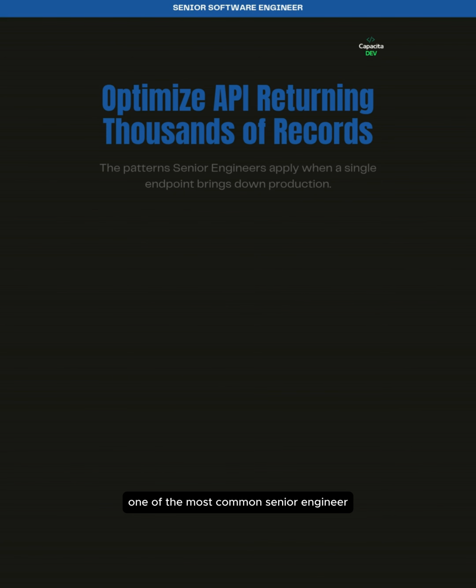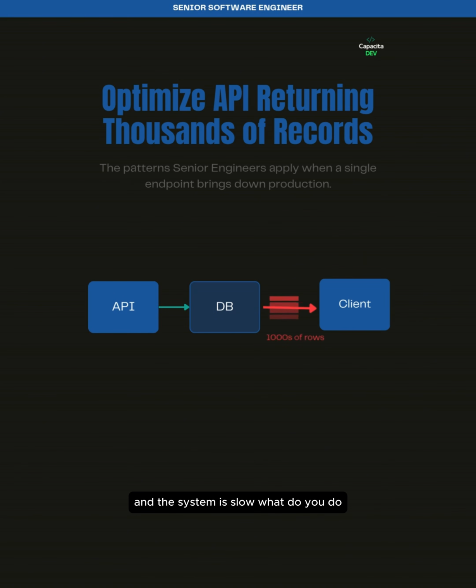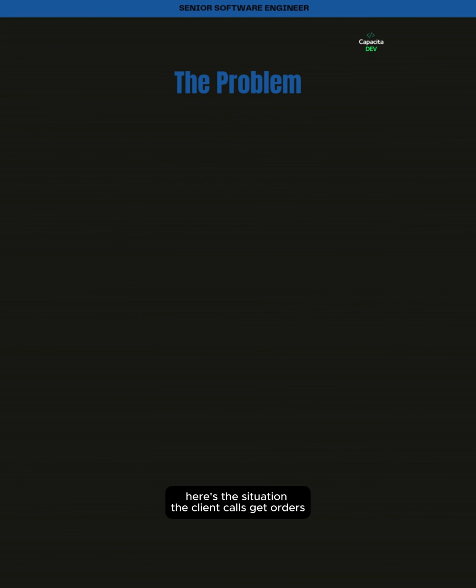One of the most common senior engineer interview questions is, your API returns thousands of records and the system is slow. What do you do? In this video, we walk through the exact patterns and trade-offs you need to answer that question like a senior software engineer.